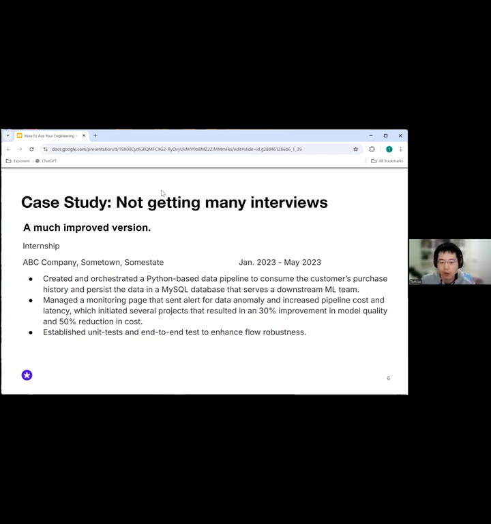And also, importantly, quantification is very important. In the second bullet point of this improved resume, we see there is a 30% improvement in quality and a 50% reduction in cost.